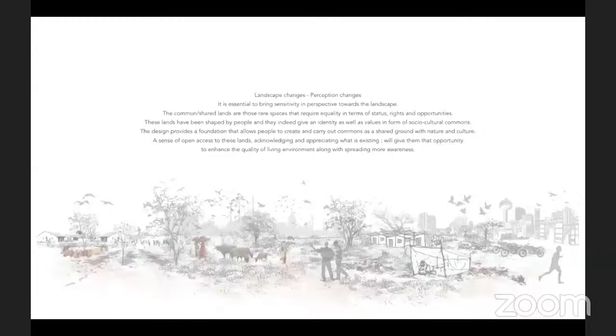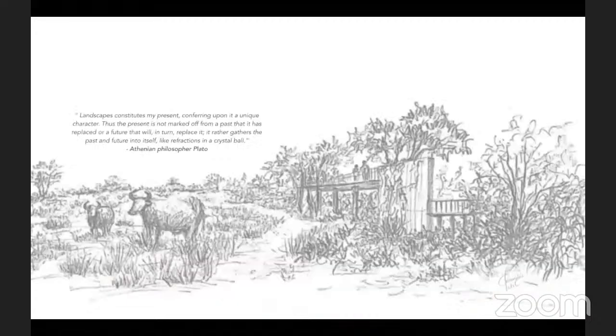With an ending note, when landscape changes, perception changes. It is essential to bring sensitivity and perspective towards landscape. The commons or shared lands are those rare spaces that require equality in terms of status, rights, and opportunities. These lands have been shaped by people and they indeed give an identity as well as values in form of socio-cultural commons. The design provides a foundation that allows people to create and carry out commons as a shared ground with nature and culture. A sense of open spaces or access to lands, acknowledging and appreciating what is existing, will give them that opportunity to enhance the quality of living environment along with spreading more awareness.